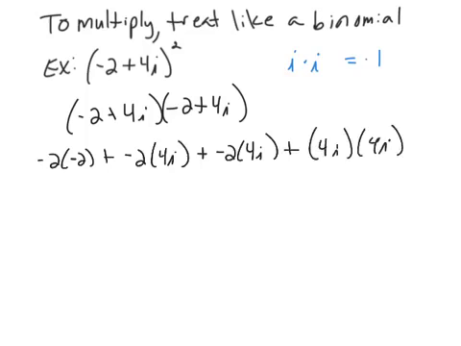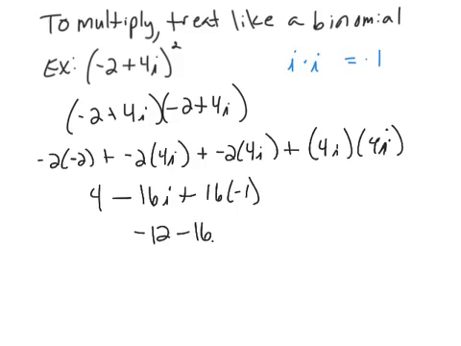You don't necessarily have to show that step if you know what to do, but I'm writing it all out for you. My eyes are looking really weird here. Okay, so this simplifies to 4 minus, this is an 8 and an 8, so minus 16i, plus what I get here is 16 times negative 1. So this ends up being negative 12 minus 16i.